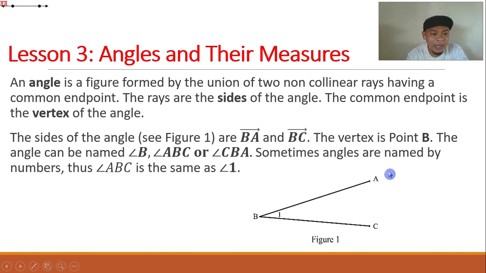Sometimes angles are named by numbers. Thus, angle ABC is the same as angle 1. So, pwede nating lagyan ng 1. So, this is angle 1 or angle B or angle ABC.